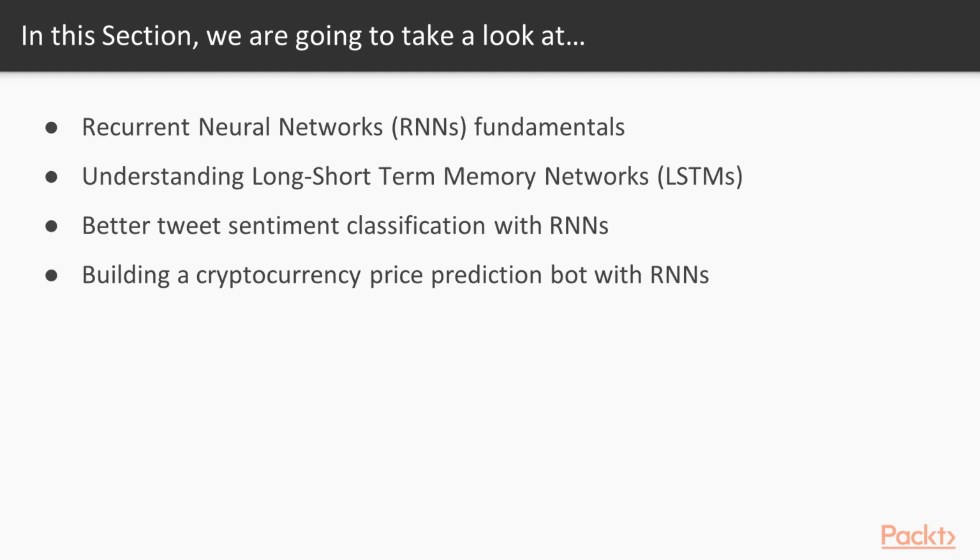We're going to use what we learned to build a Twitter sentiment classification, similar to what we did back when we used bag of words to classify, but now we're going to use an RNN to do this, and we're going to see that we have an improvement in the performance because we're able to handle these long-term dependencies a whole lot better. Lastly, we're going to build a cryptocurrency price prediction bot using RNNs to model time series information.